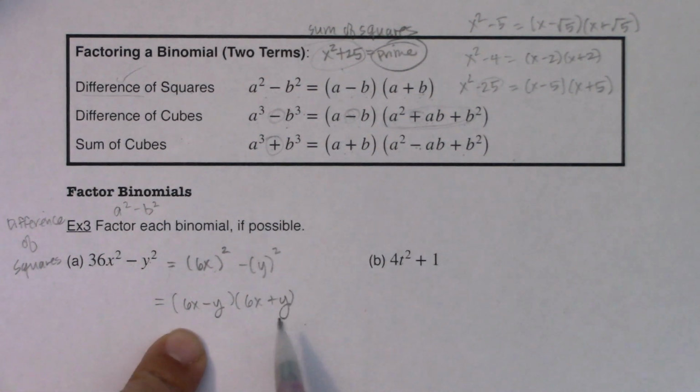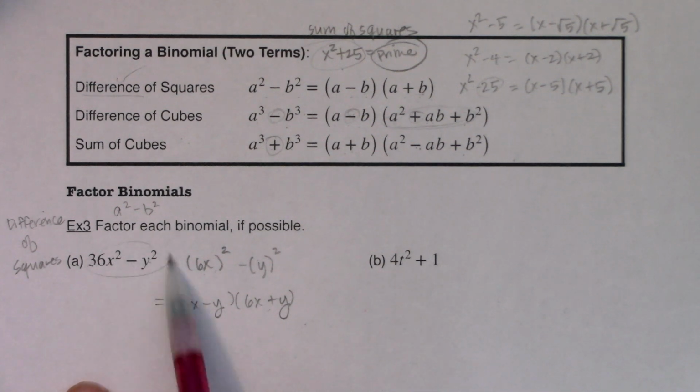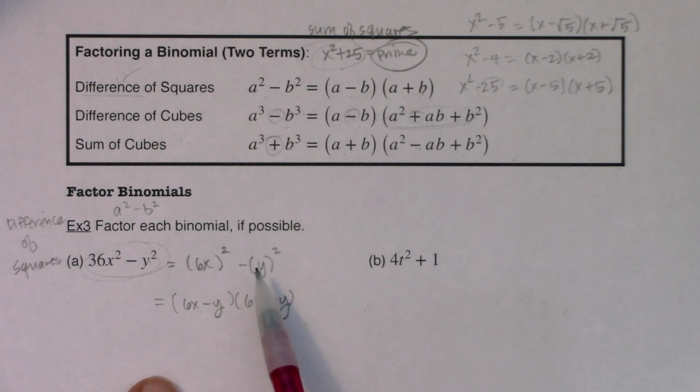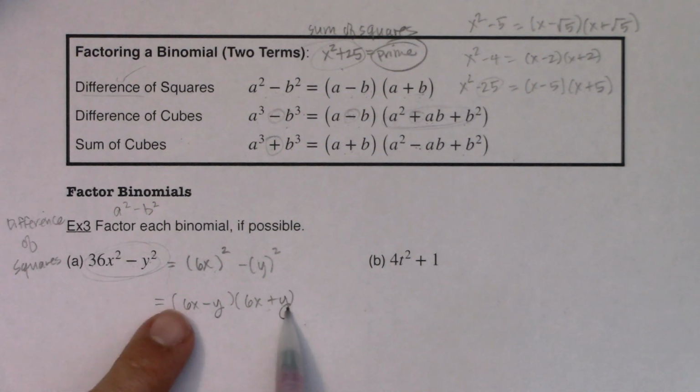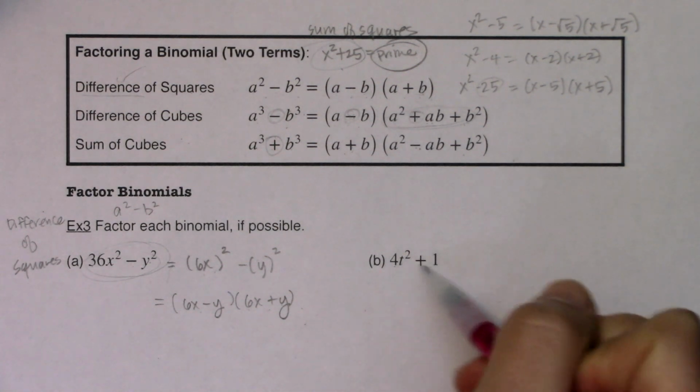And if I wanted to check myself, what I could do is I could FOIL this, right? Or I could distribute. You can do 6x times 6x, 6x times y. Negative y times 6x, negative y times y. Right? And then when you collect like terms, you'll get back to 36x squared minus y squared. So it's like a check on yourself. You could also FOIL, right? First, outer, inner, last. It's the same thing as double distribution in this case. All right, and if you FOIL, you'll get back to 36x squared minus y squared, so you know you got it correct. All right, so let's take a look at B, right?